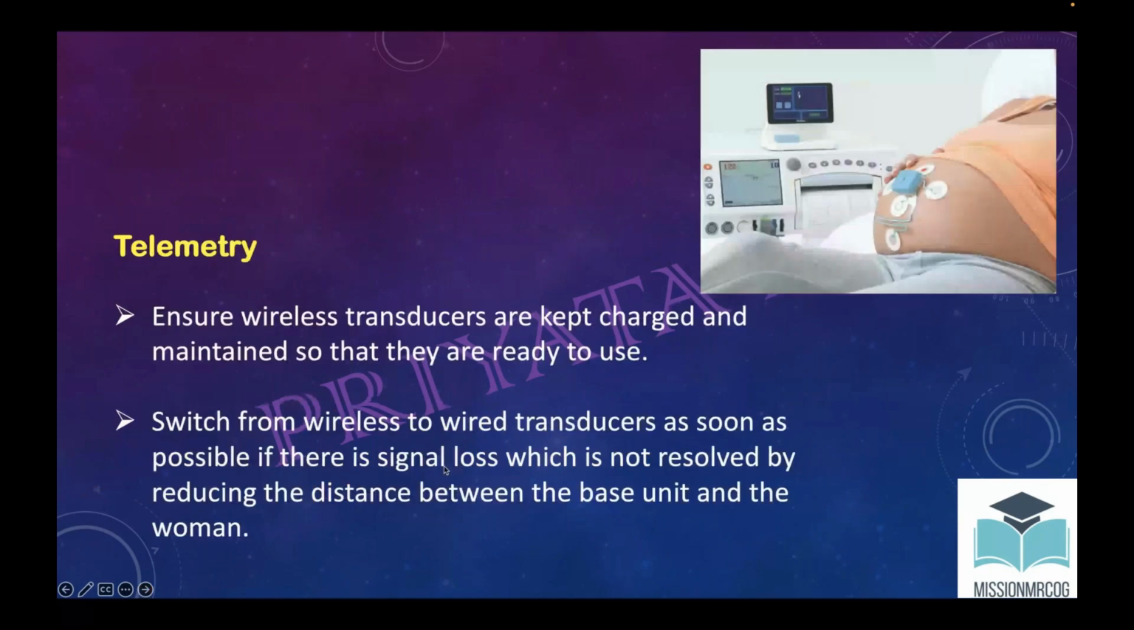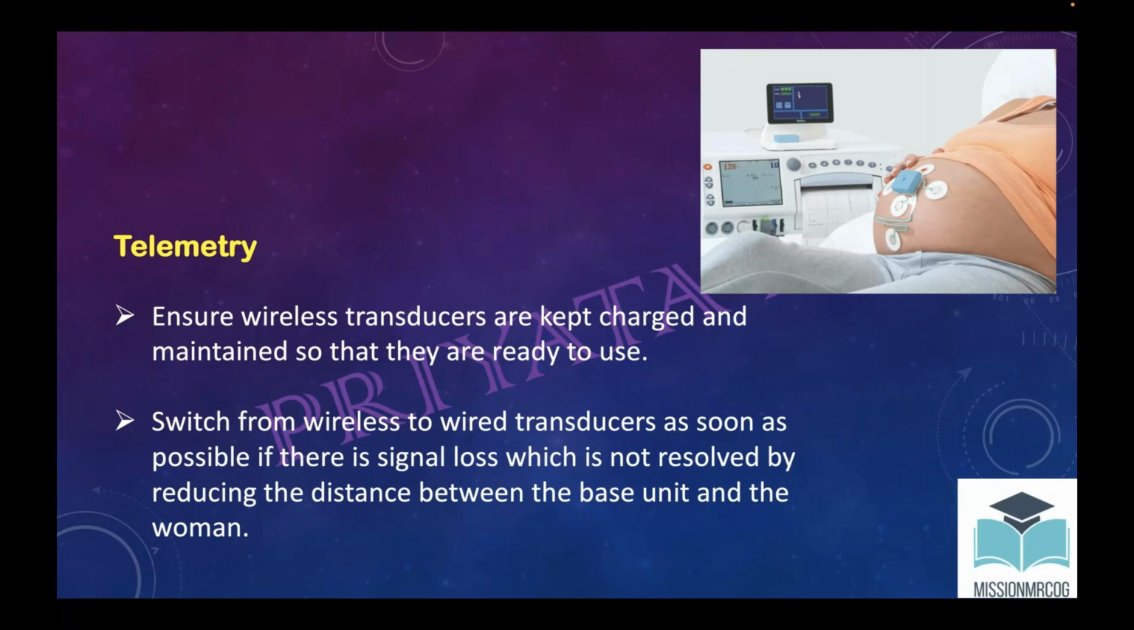But this is the wireless CTG. These are the wireless transducers. They will be kept charged, and they're put like that. With this, the patient can roam about the whole room, and from the transducer, the CTG machine will get the signal, and the fetal heart rate and contractions will be recorded. So this is the telemetry, or the wireless system transducers. The good point about that is that the patient can roam about.